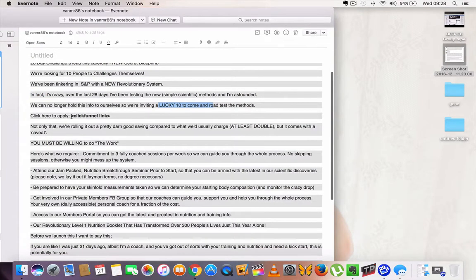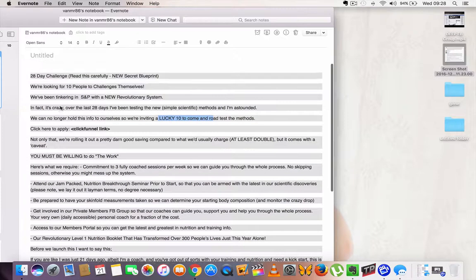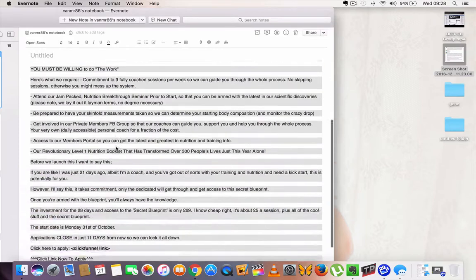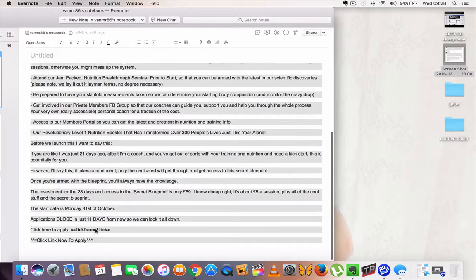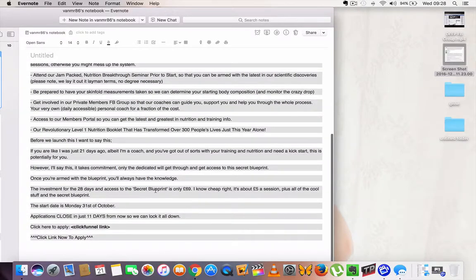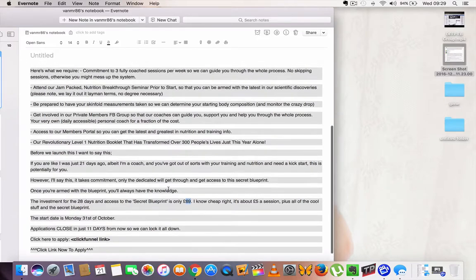Click here to apply. The reason we do that is if people are already sold on the first few lines, they just want to go and apply, right? We don't need to send them all the way to the bottom of the copy. But if you want them to read all of it, what we have in here is the price of the program as well. Because this was a lower barrier of entry, since we dropped the price by £30 from our normal program, people were excited to get involved with S&P.